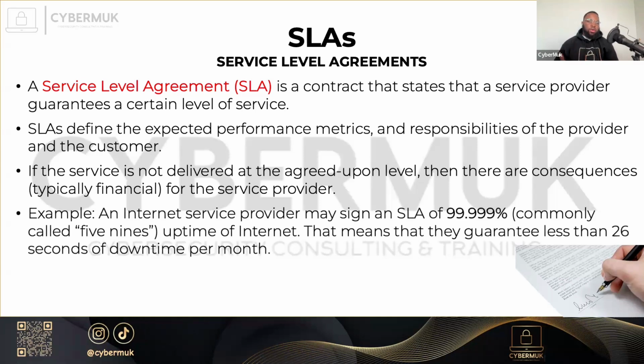For example, your internet service provider, maybe Xfinity or AT&T, they sign an SLA of 99.999%. This is commonly called the 5 nines of uptime of internet, which means that if you have more than 26 seconds of internet downtime per month, then you can fine them or they get fined. It's an SLA, service level agreement. What will I do for you? What are the performance metrics expected? Commonly seen between the cloud service provider and the cloud customer.